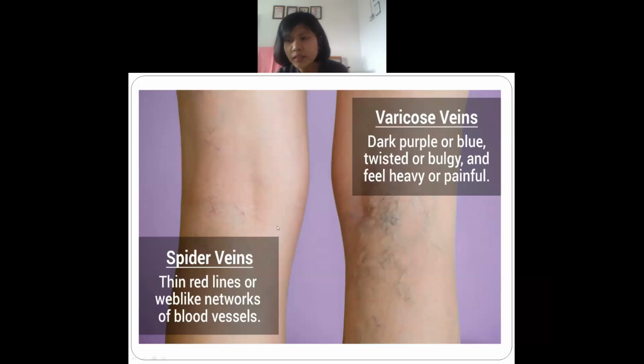And the varicose veins mostly occur in the superficial veins. Understand? Not in the deep veins, they occur in the superficial veins. All right, is it okay?